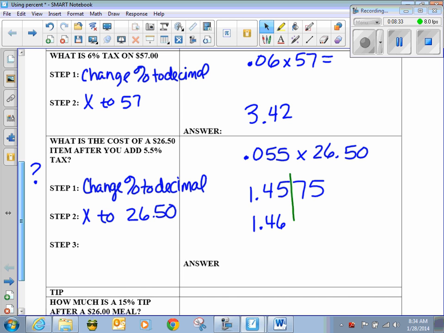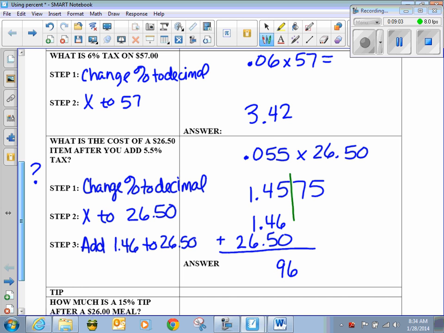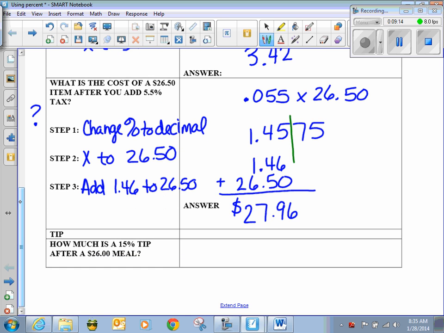Step 3. What we want to do in step 3 is we want to add 1.46 to 26.50. We're going to take that amount that we have right here and add it to 26.50. And my answer is going to be, and of course use your calculator if you want, 27.96. That's it.